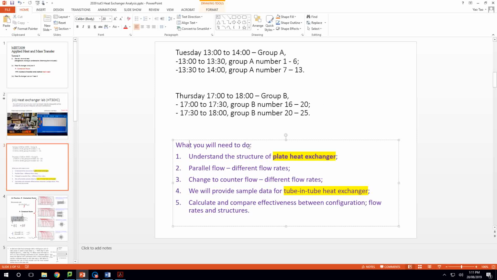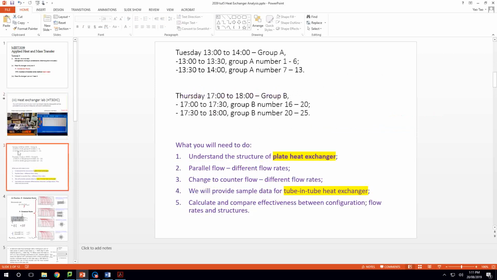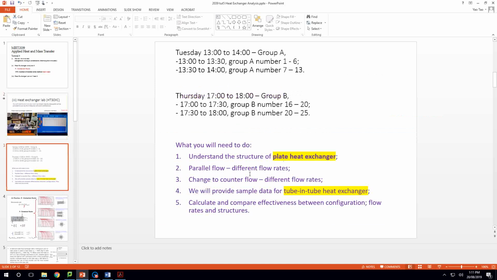And the steps would be really simple. We are working on the plate heat exchanger, which is this one. When it is connected, you do the parallel flow and change the flow rates for 2 or 3 cases. And then you unplug these tubes and change it to counterflow, and repeat all the measurements with different flow rates.